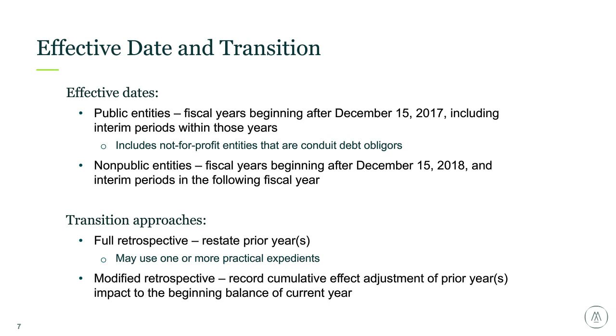And Emily, we've got our second polling question. All right, our second polling question today: how far along is your organization with your Topic 606 implementation efforts? Your options are fully implemented, in progress, early stages, or not started, or I'm not sure, or this is not applicable.